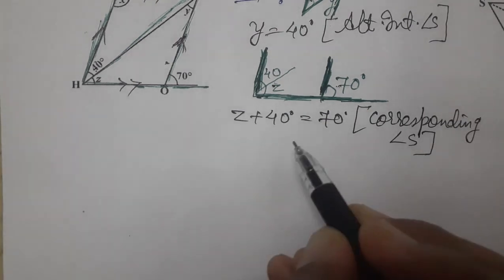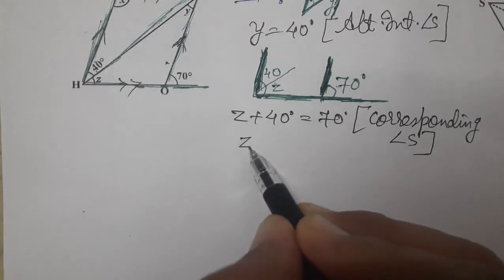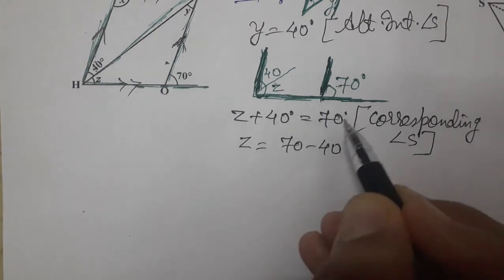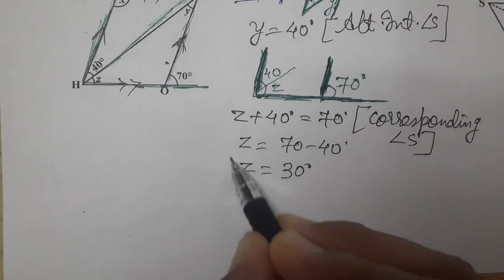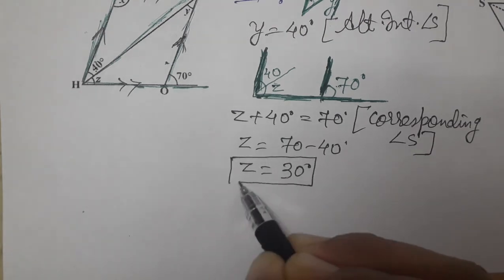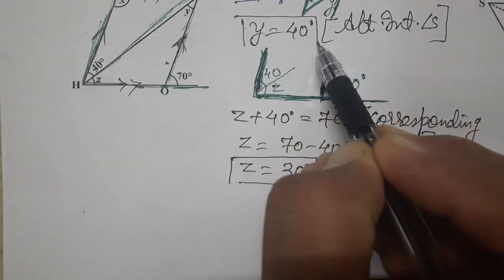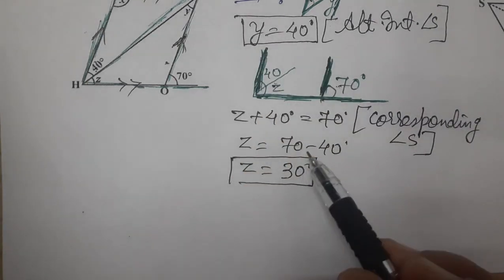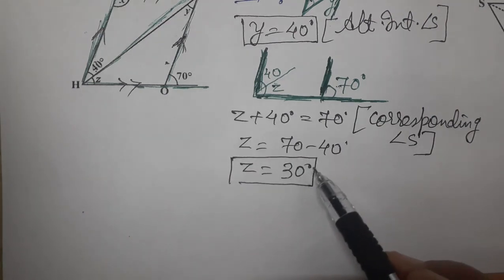Okay. Now we got the equation. Now we can solve and find out Z equals 70 minus 40, transposing 40. So Z equals 70 minus 40, 30 degree. So we got Z as 30 and we got Y as 40.